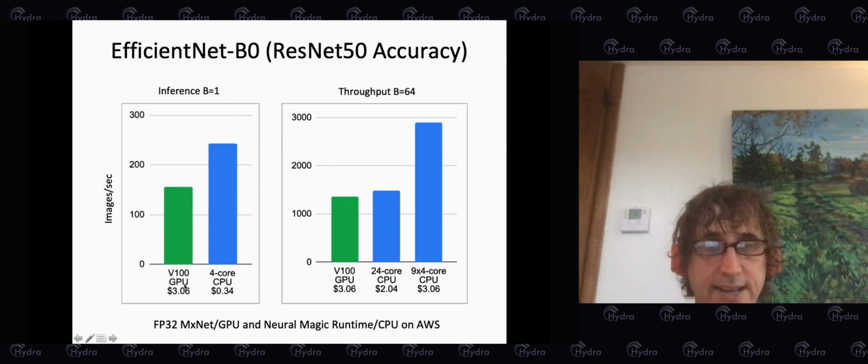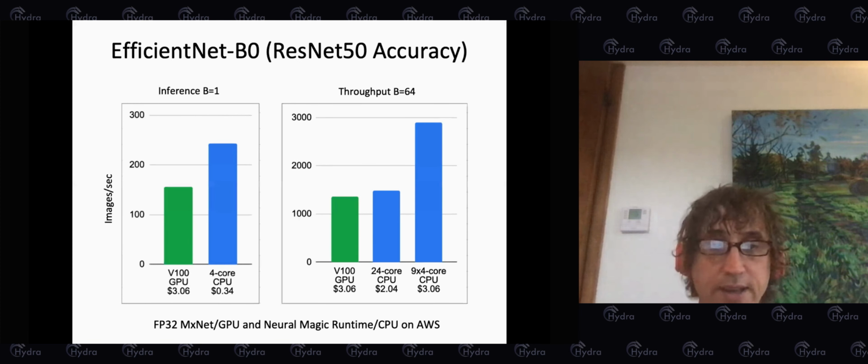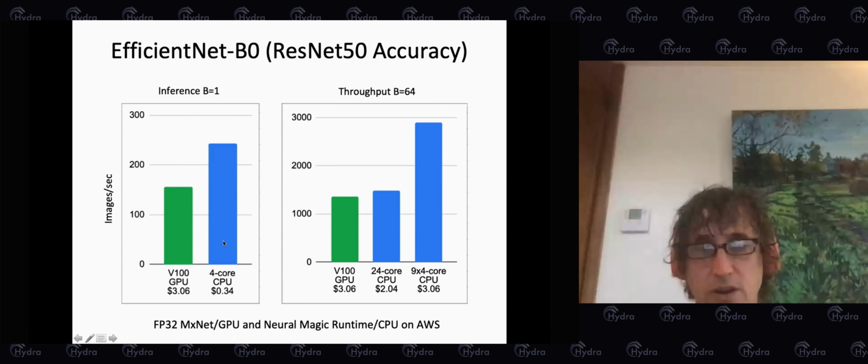And so when I say that a GPU is $3 an hour and a 4-core CPU is $0.34 an hour, that says this is everything, the power and the cost of buying it and everything together. And what you can see here is that at batch size 1, when I put one image at a time through my network, the V100 is just not competitive with a 4-core CPU that costs a tenth of the price.